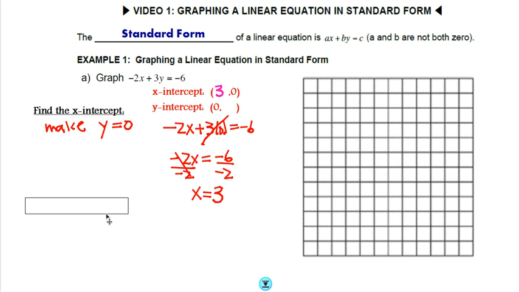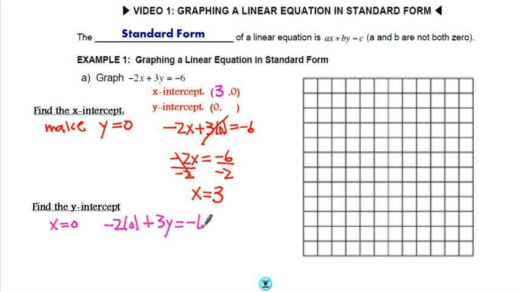Okay, and then the next part would be to find the y-intercept. The y-intercept is when x is 0, so let's make x 0. If you do that, it would be negative 2 times 0 in this equation plus 3y equals negative 6. Negative 2 times 0 is 0, which cancels out, so you're only left with 3y is equal to negative 6. We divide both sides by 3 to get y by itself, and y is equal to negative 2.